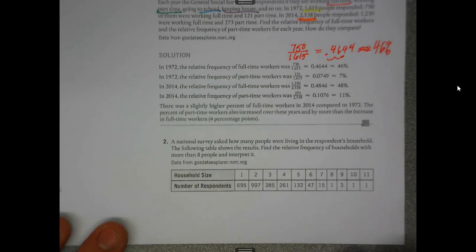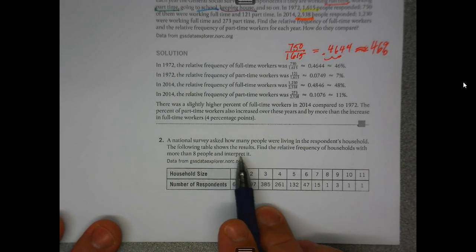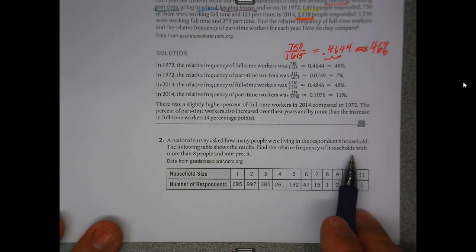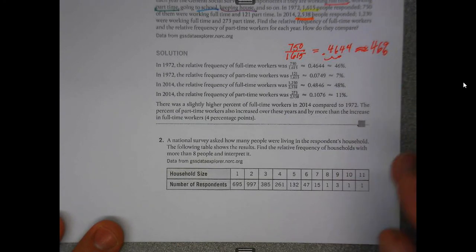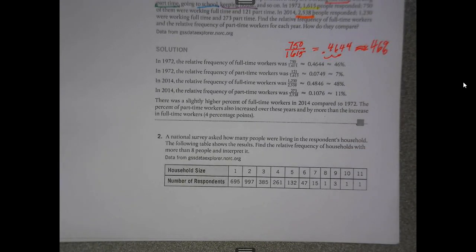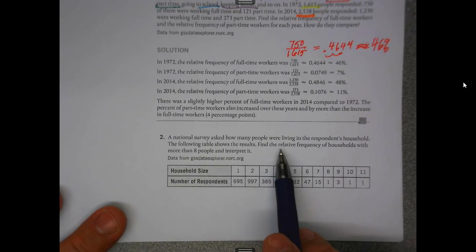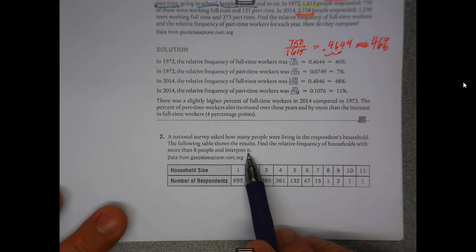Remember, relative frequency is the ratio formed by the total number, so you've got to make a fraction. Find the relative frequency of the households with more than 8 people and interpret it. So we're looking at household size, more than 8. So we've got 9, 10, and 11. Okay, so I need to find the frequencies of those.